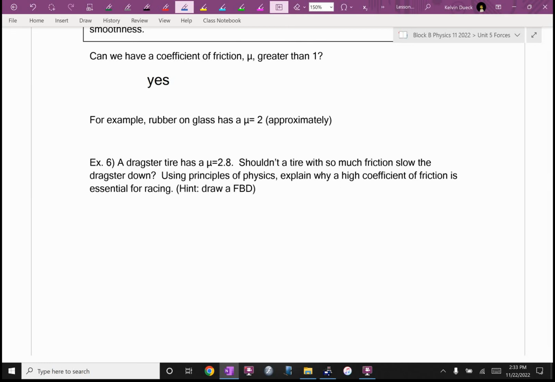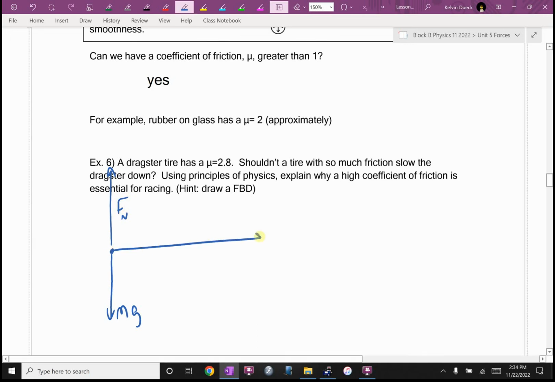You know what this is a good job for? Talk me through the free body diagram, because I think you're right. What are the forces acting on it? Get the obvious one. What else? Let's assume forwards is to the right. So which way do we want the dragster to accelerate? Forwards. So there's got to be a force that way.